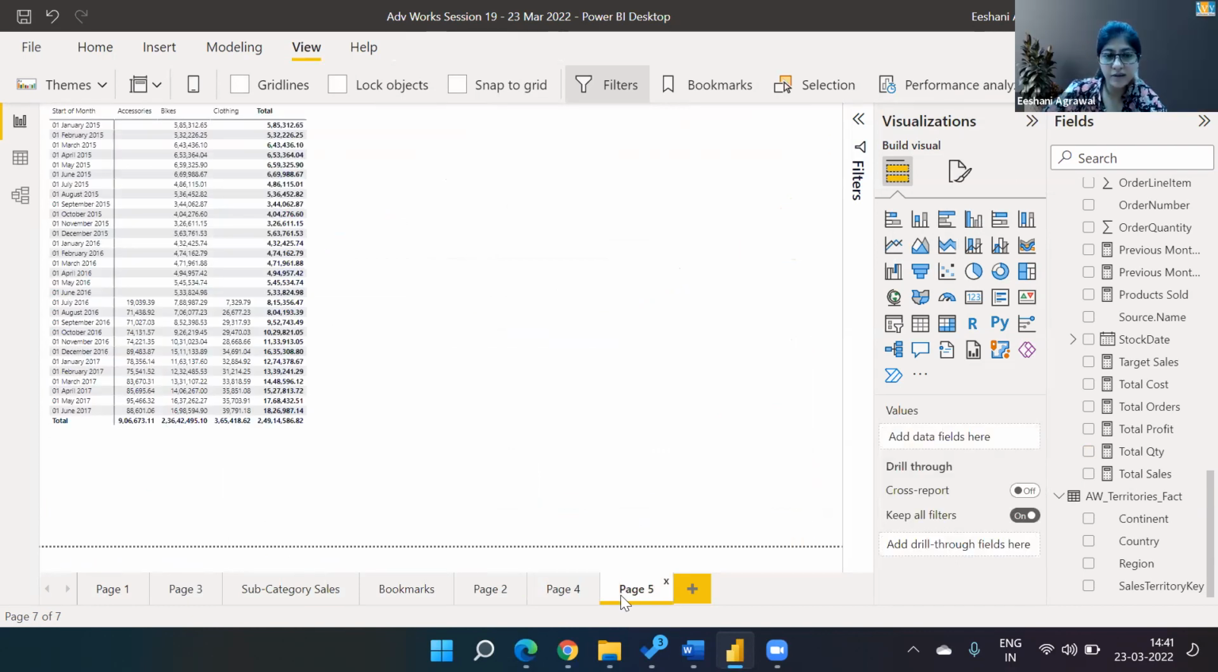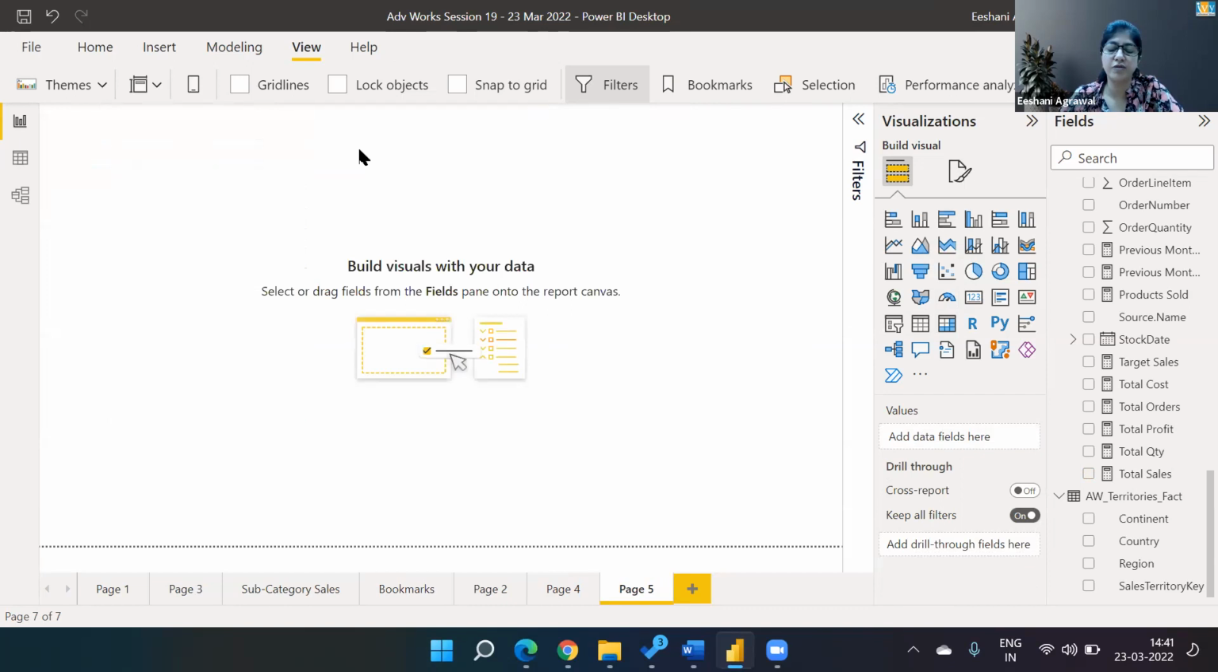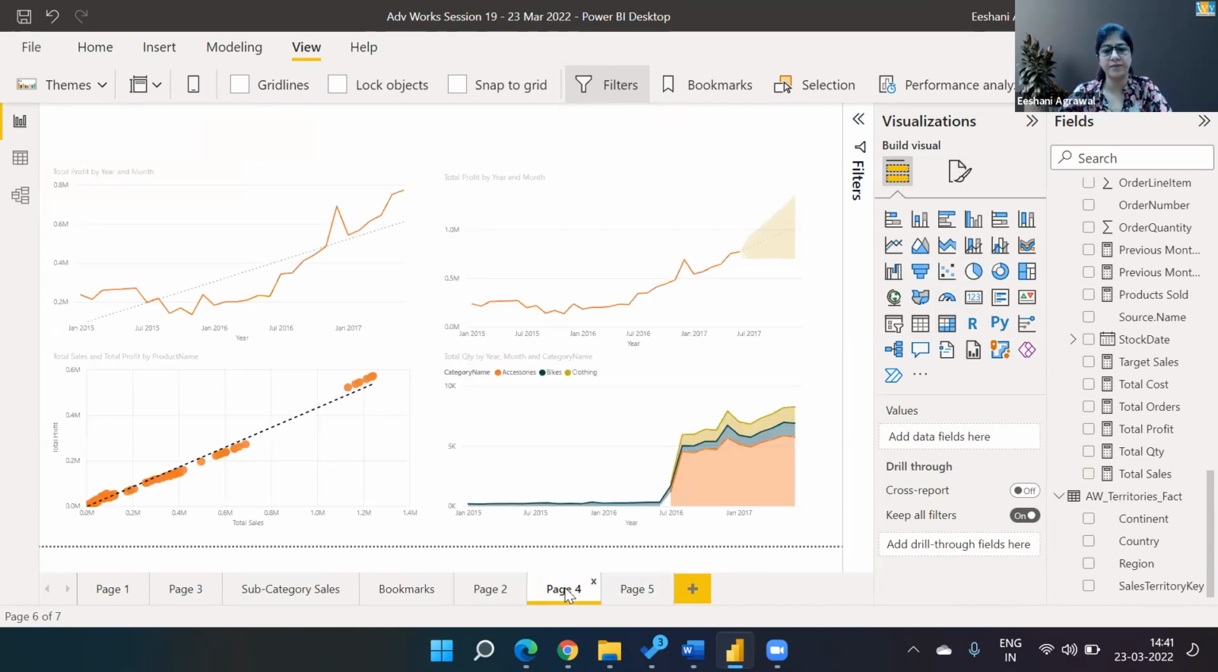We did not create a gauge chart also, which is this one over here. Did we create it? No, we have not created the gauge chart. So what does a gauge chart do? It is pretty much used the same as your KPIs.